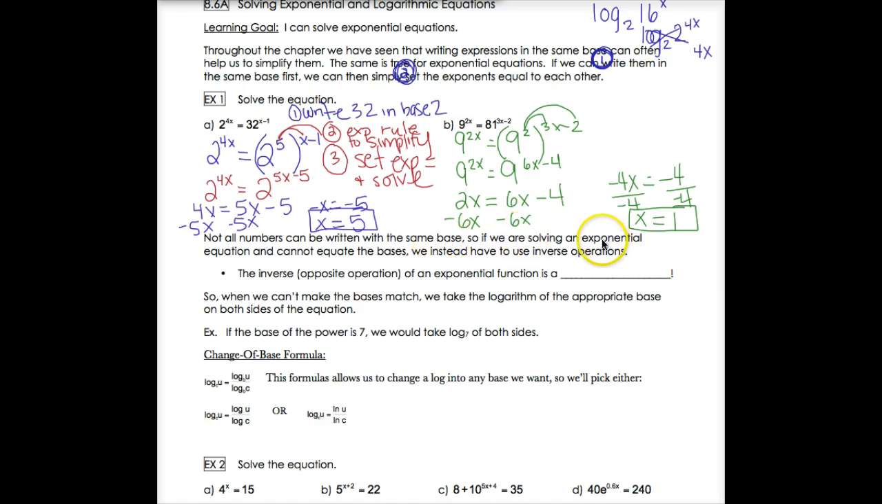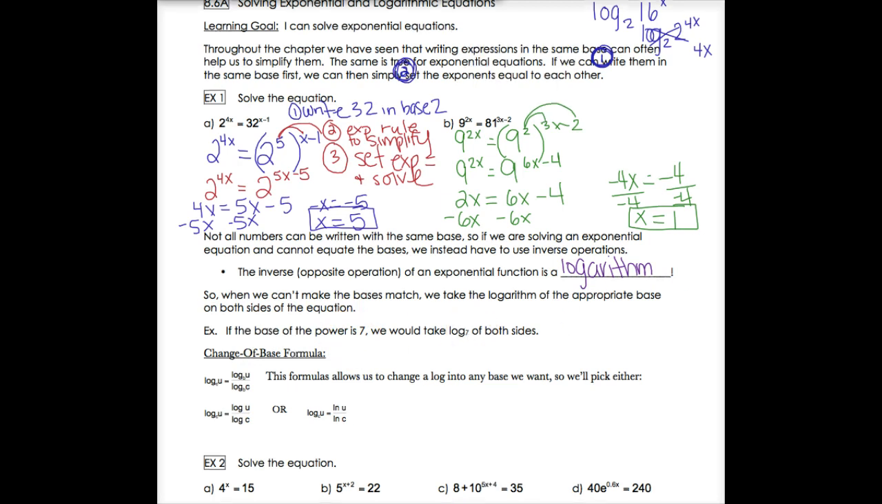So if we're solving exponential equations and we can't equate the bases, we instead are going to have to use the inverse properties. And the inverse, the opposite operation, of an exponential function is a logarithm. Just like addition and subtraction undo each other, the inverse of an exponential is a logarithm. So if we can't make the bases match, then we have to take the log of appropriate base on both sides. So if the base of a power is 7, we would take log base 7 on both sides.